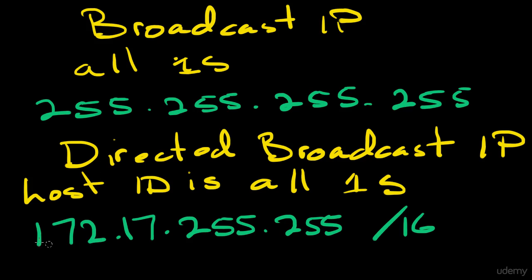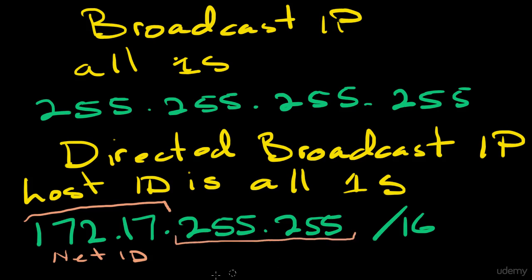What we're looking at here is the first 16 bits, or the first 2 octets, is network ID, and the last 2 octets are host ID. The last 2 octets has 255.255, which is all ones. This is 8 ones, this is 8 ones. The entire host ID section is all ones. This number you're looking at is therefore a directed broadcast IP address, and you cannot assign this to a system.